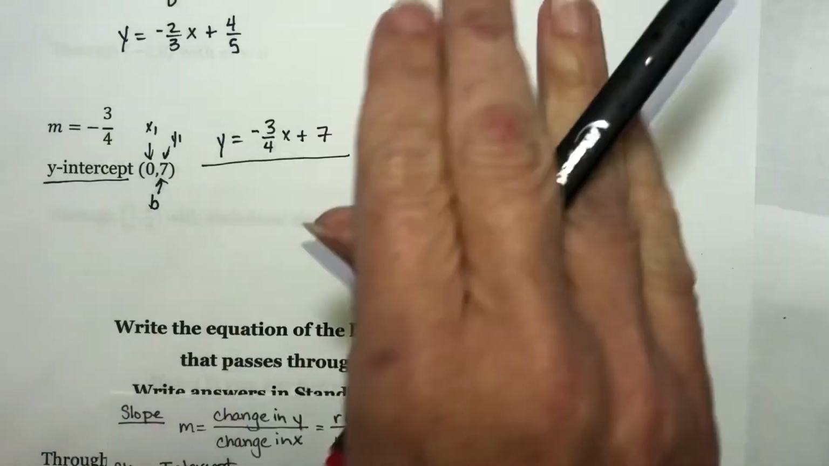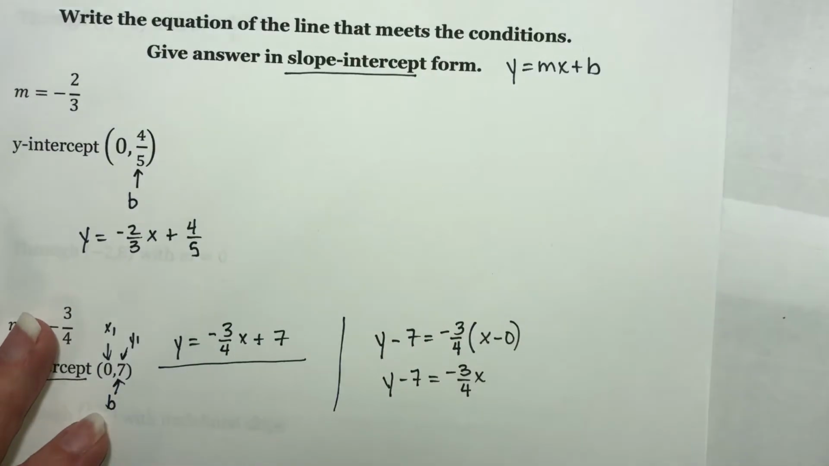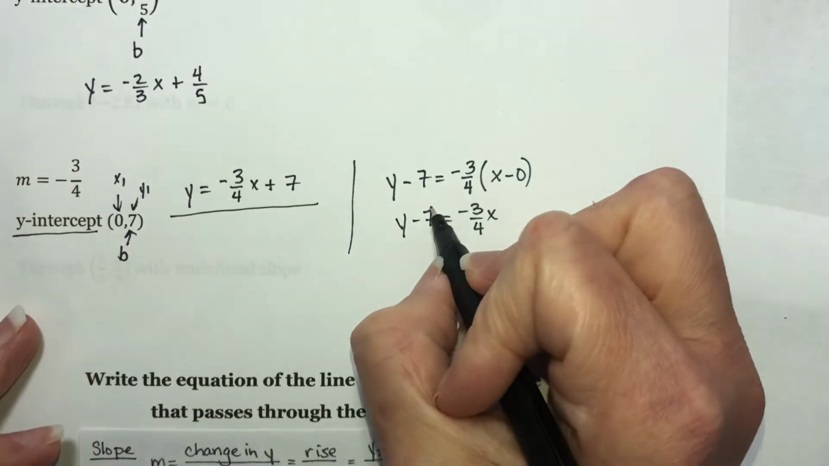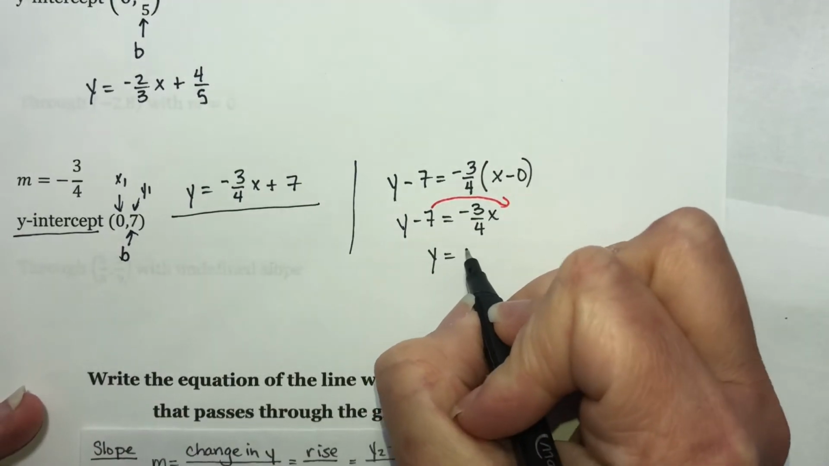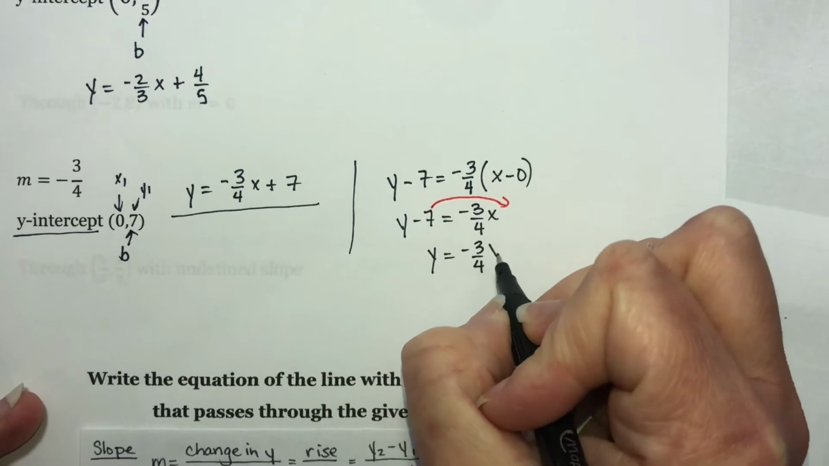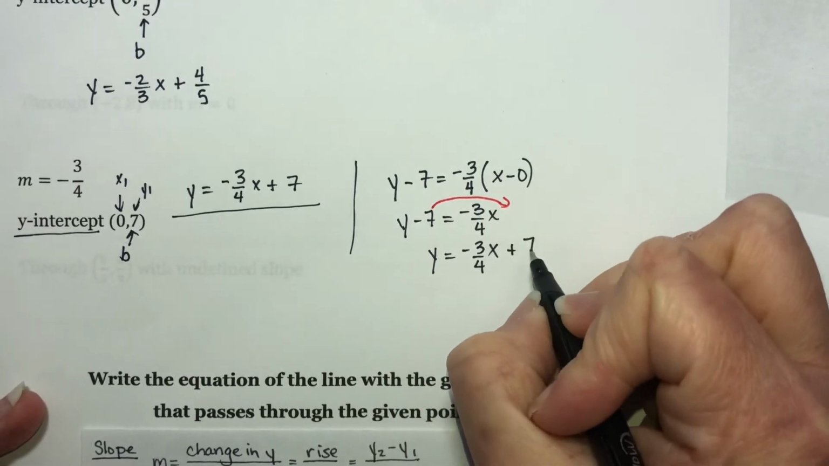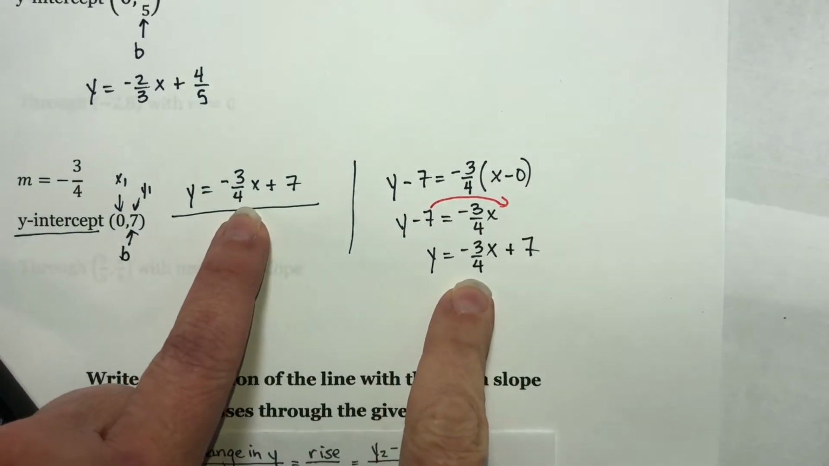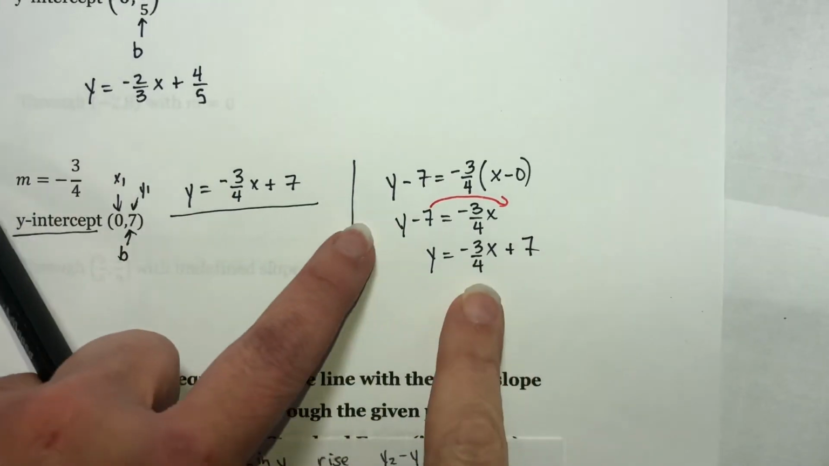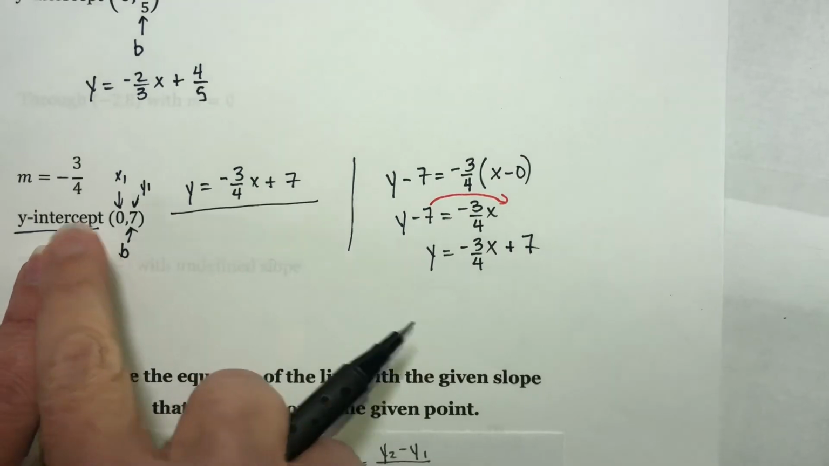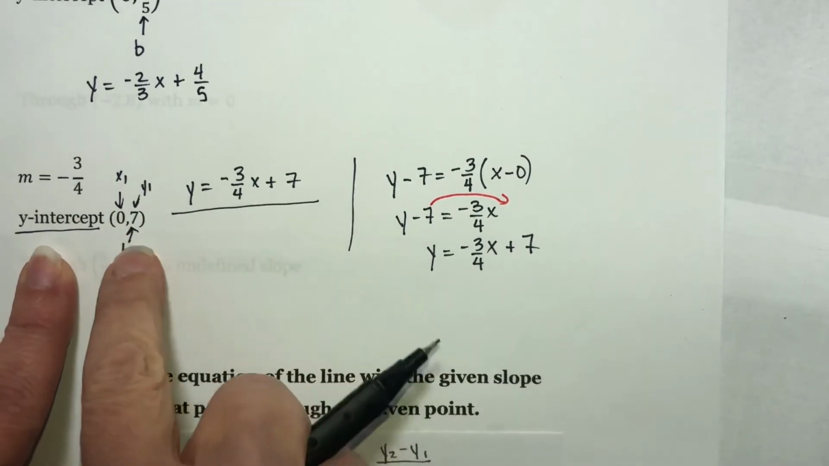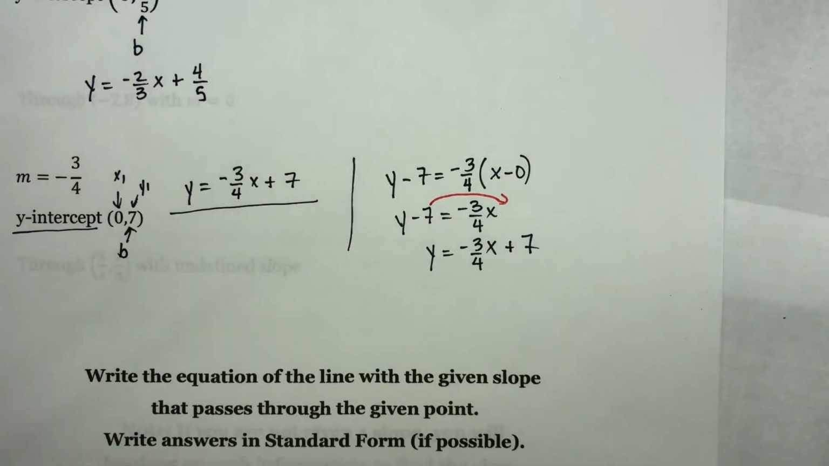And now we're asked to write it in slope-intercept form, which means I need the y by itself. So if I add 7 to both sides, I get y is equal to -3/4 x plus 7, which is exactly the same thing. So if you don't happen to recognize that the point they've given you is a y-intercept, it works. If you happen to recognize it, it's quicker. You don't get this very often, though.